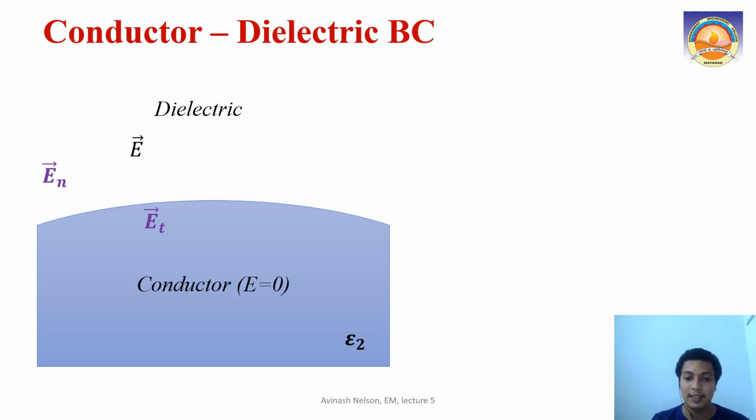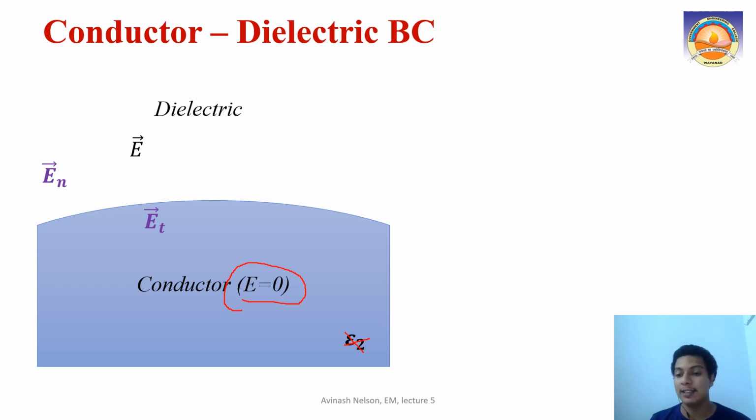You have a conductor here. The epsilon value is not there, because the conductor need not be considered that way. In my second lecture, in module 4, we already discussed the electric field inside a conductor. What is the electric field inside a conductor? E will be equal to 0 inside a conductor.